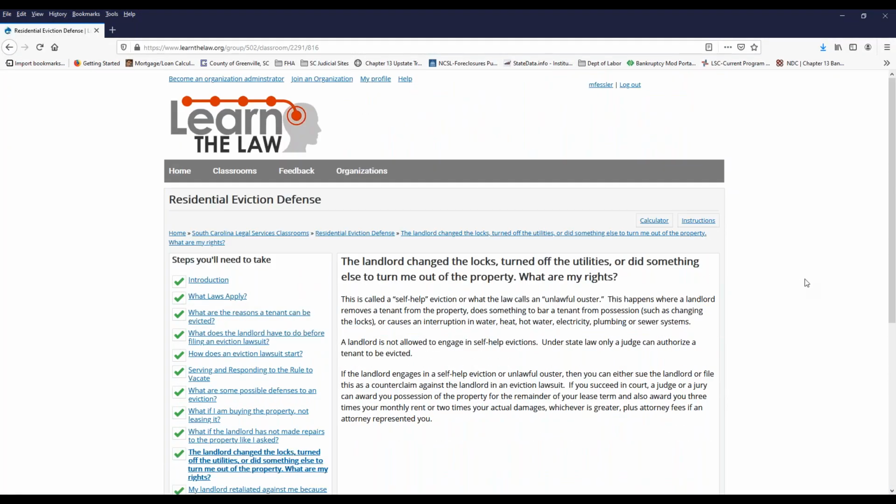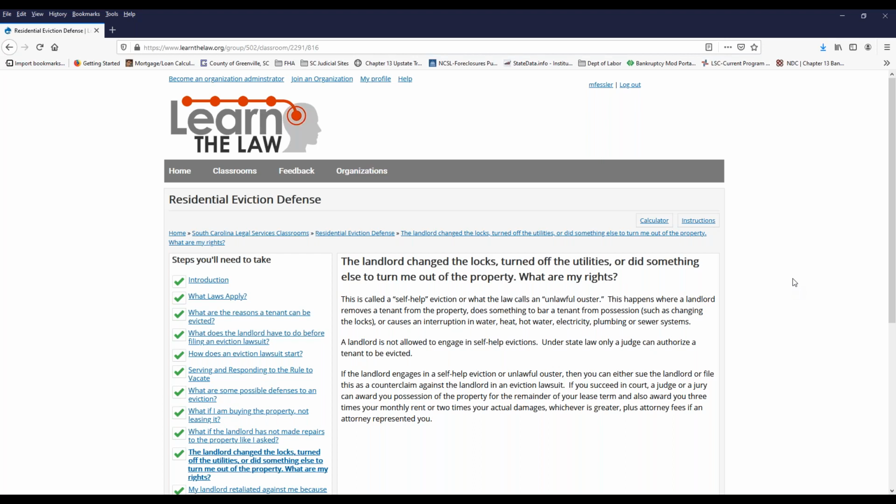Another common question we get is about something called self-help evictions. Is the landlord allowed to, before a court has said that the landlord can go ahead and displace an occupant, change locks or do something that makes it impossible or difficult to live in the property, such as disconnecting utilities or harassing you to the point where you can't stay in the property? This is called a self-help eviction.